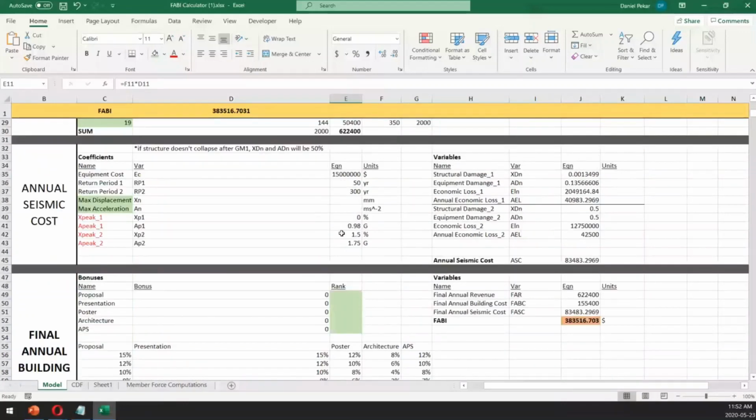So we're going to introduce something called equipment cost, which is just a flat $15 million. You have the return period of your earthquake, which is related to how often you expect that earthquake to occur. For us, it's just a number that they give us. You're going to input your maximum acceleration and displacement. So let's say, for example, for ground motion 1, it's 6 millimeters and 11 meters per second squared.